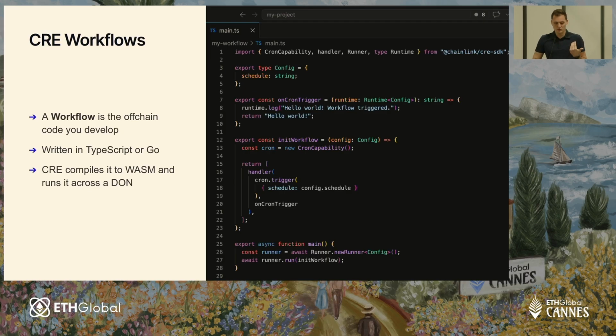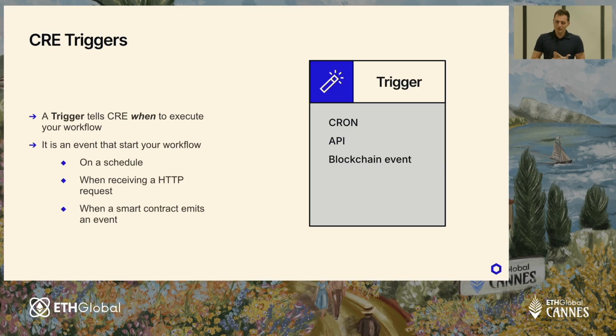I mentioned triggers. So what are triggers? Second concept. CRE triggers are basically a primitive that tells CRE when to execute your workflow. So a workflow is code you write, and that workflow needs to be run. This trigger tells you when to run it. And it can be on a schedule, which is essentially a cron job. It can be when you receive an HTTP request of any kind, or it can be when a smart contract emits an event. So you can listen to certain events from certain smart contracts on certain blockchains. That means that if an event has an index to filter, you can filter that as well.